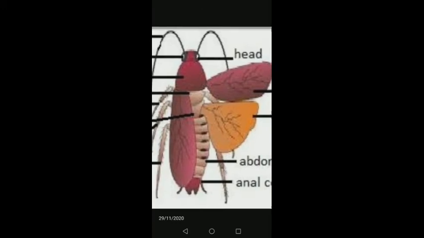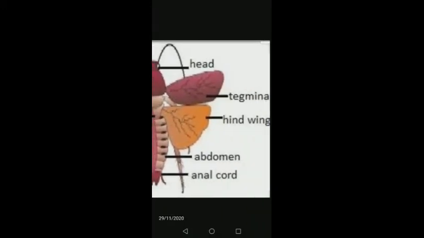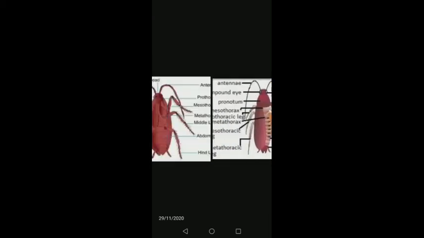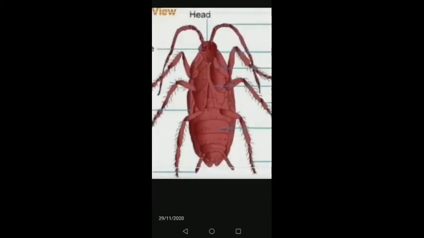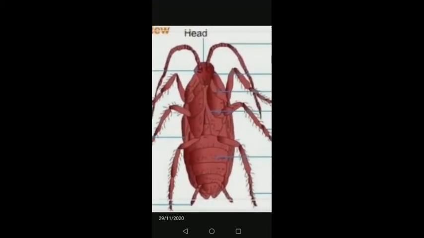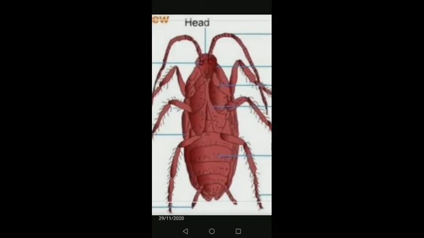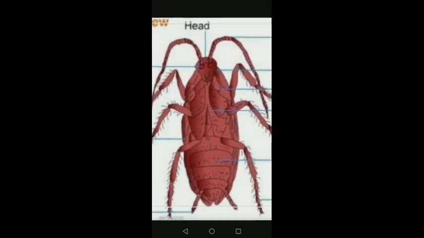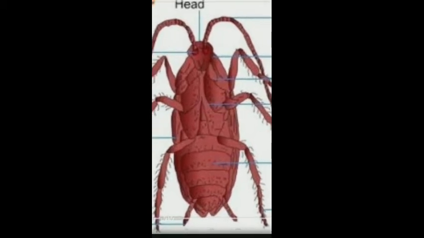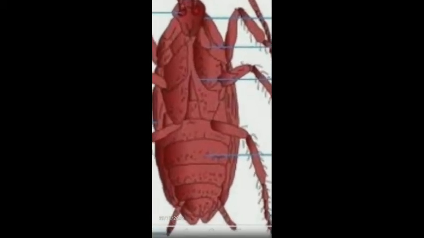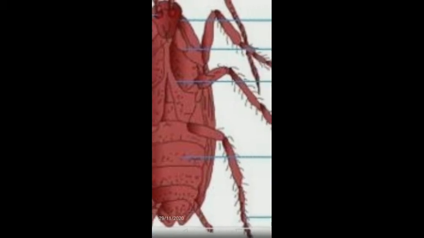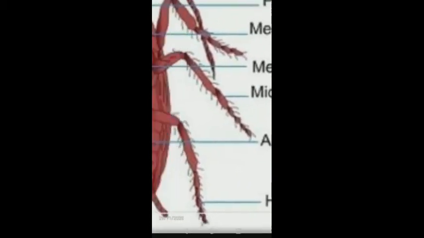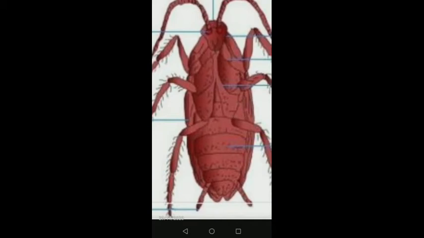Each segment, if you find the segment, I'll show you. Each segment's exoskeleton has hardened plate-like structures called sclerites. Here this is a segment. Each segment seems to be a hardened plate-like structure, that is what we call sclerites.